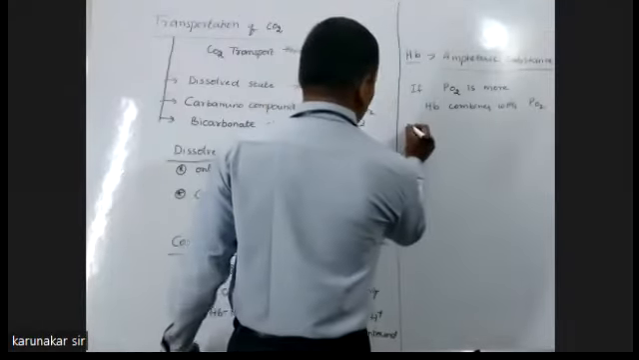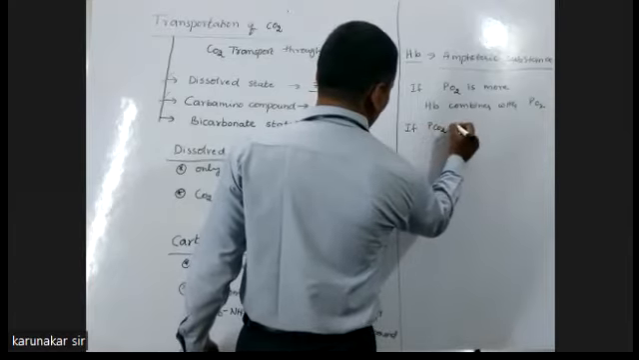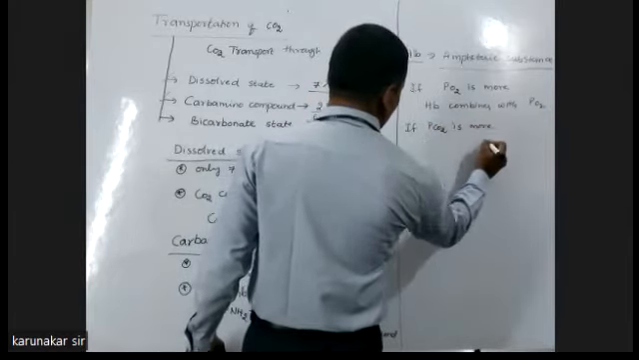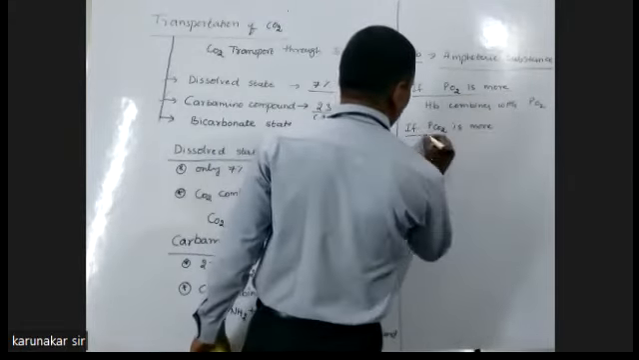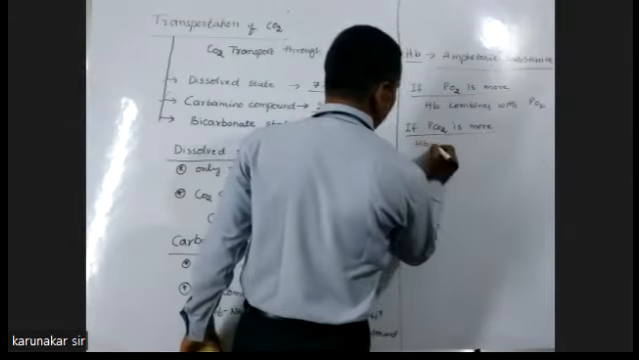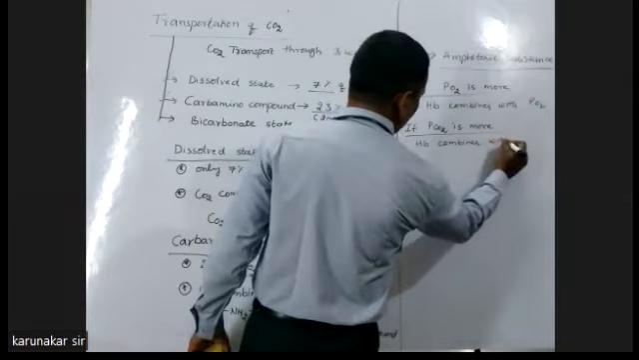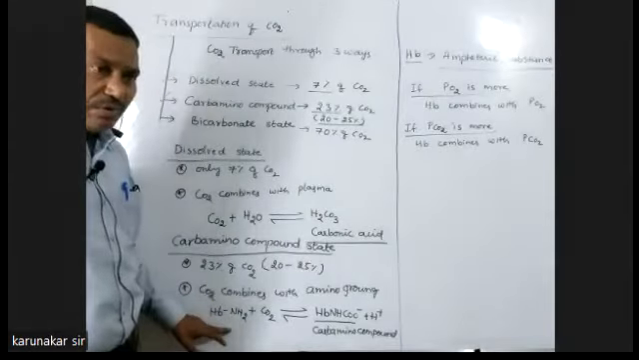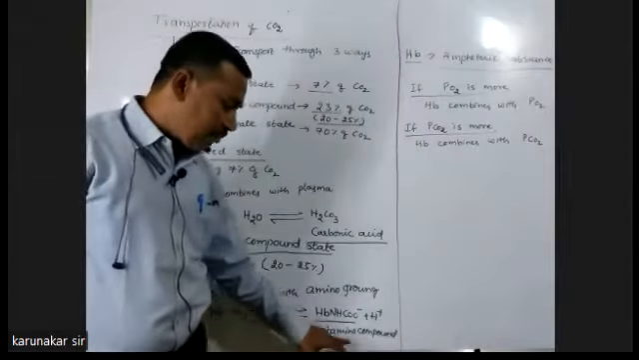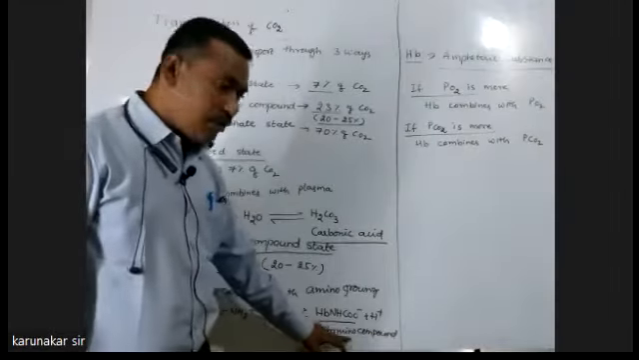If PCO2 is more, the hemoglobin combines with CO2. When hemoglobin combines with CO2, which is developing? Carbamino compound is developing.